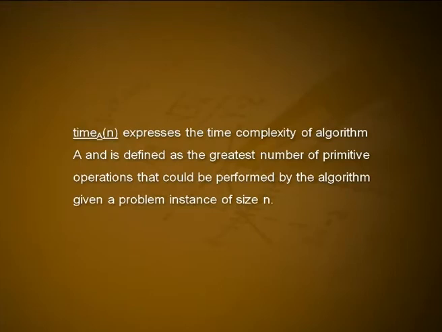The size of a problem instance is typically measured by the size of the input that describes the given instance. Algorithm complexity analysis is based on counting primitive operations such as arithmetic, logical, reads, writes, data retrieval, data storage, etc. Time_A(n) expresses the time complexity of algorithm A and is defined as the greatest number of primitive operations that could be performed by the algorithm given a problem instance of size n.